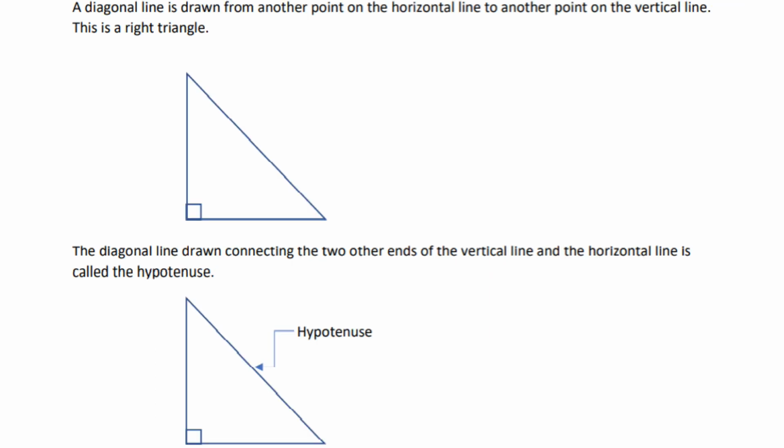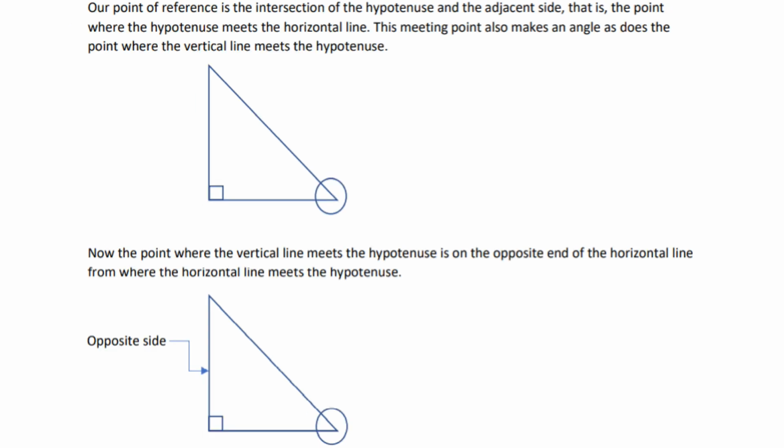A diagonal line is drawn from another point on the horizontal line to another point on the vertical line. This is a right triangle. The diagonal line drawn connecting the other two ends of the vertical line and the horizontal line is called the hypotenuse. Our point of reference is the intersection of the hypotenuse and the adjacent side. That is, the point where the hypotenuse meets the horizontal line. This meeting point also makes an angle, as does the point where the vertical line meets the hypotenuse.